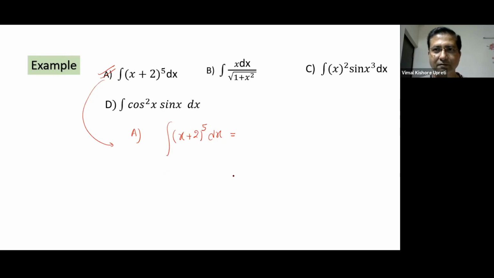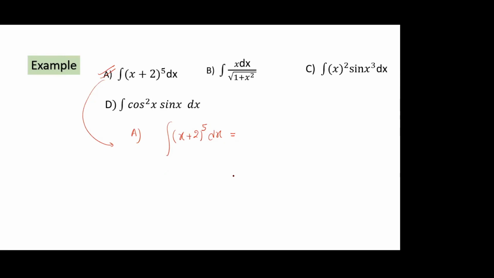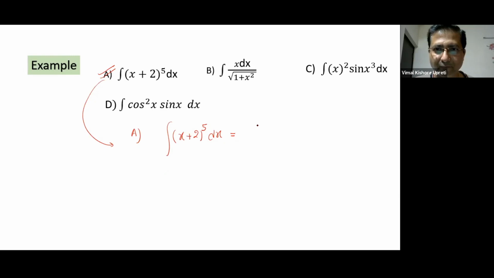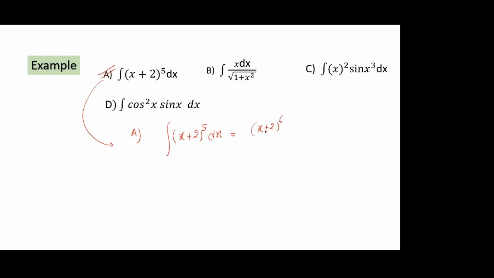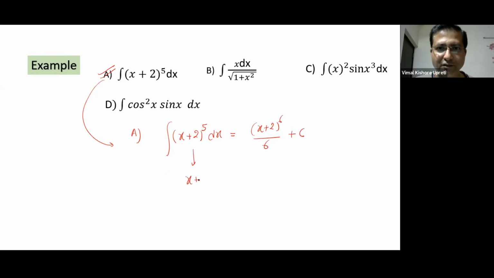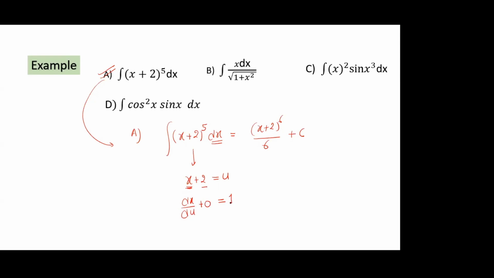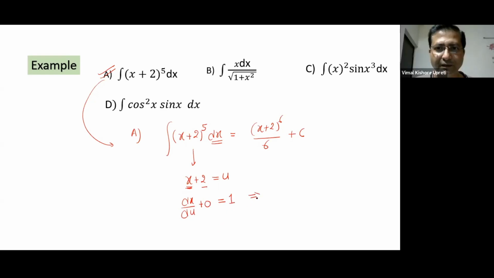Substitute something and try. Sir, u power 6 by 6, and u is x plus 2. So x plus 2 whole power 6 by 6 plus c, sir. 6 by 6, very good. So here x plus 2 is considered some u, and I need to substitute the value of dx as well. If I differentiate this term, dx by du plus the differentiation of the constant is 0. We are differentiating with respect to u, so here we will get 1. That means from here I have dx is equal to du.